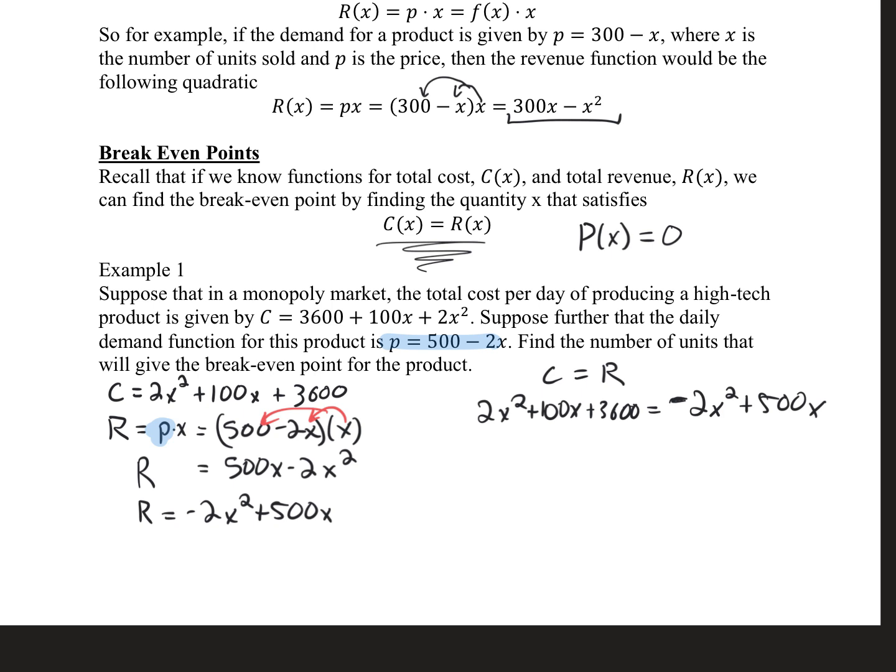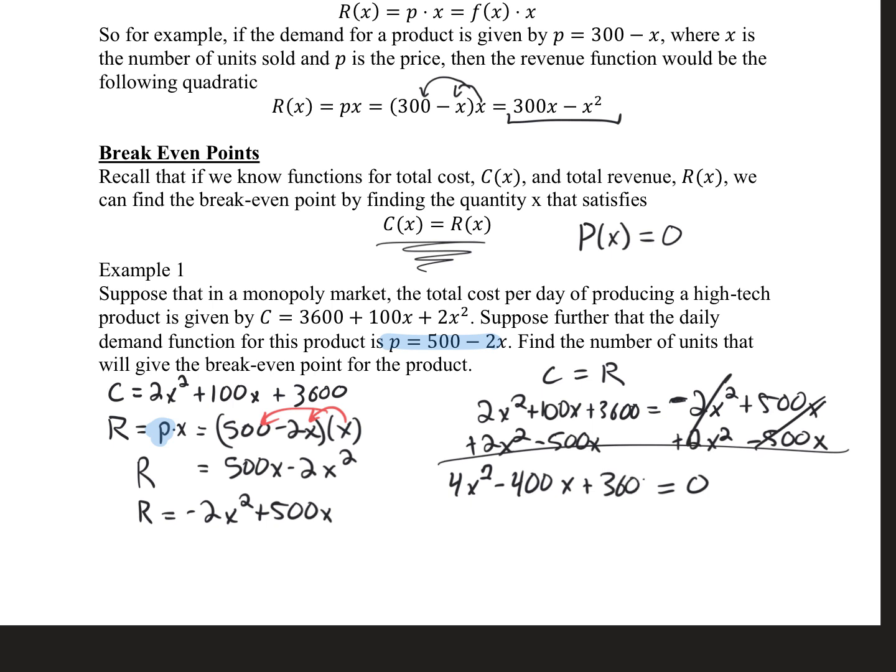In order to solve this, we're going to want to get one side of the equation equal to 0, so I'm going to need to somehow move these pieces over. The algebraic step we take is that we are just going to add on the opposite, so I'm going to add on 2x squared to both sides of the equation. That's going to get rid of this piece. If I add on the opposite of 500x, that's the same as subtracting 500x. So then in our next line, we have 0 on the right side of the equation, and on the left side, we get 4x squared minus 400x plus 3600.